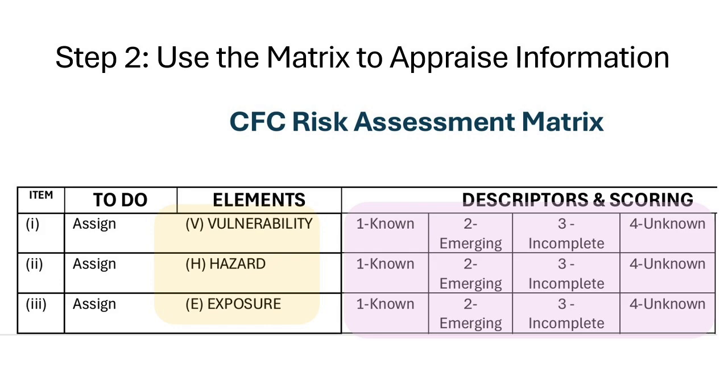Number 4 is unknown, means we have no information at all. 3 is incomplete, means our intelligence is limited, partial, or fragmented. Number 2 is emerging, means we have a developing situation. And 1 is known. It means we have all the information needed on the individual or cohort we are protecting or could be a potential threat.